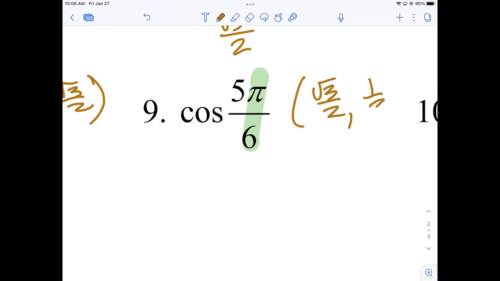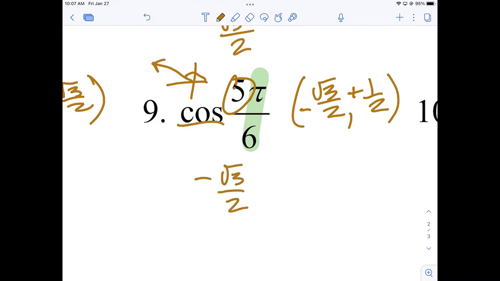Square root of 3/2, 1/2. That's your pi 6, right? 5 out of 6, that's just less than 1. That's over here in quadrant 2, where we're left and up. That's negative positive. Cosine, that's the x-coordinate. That's negative square root of 3/2.